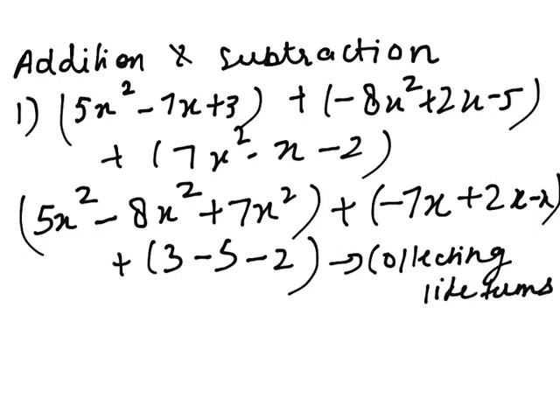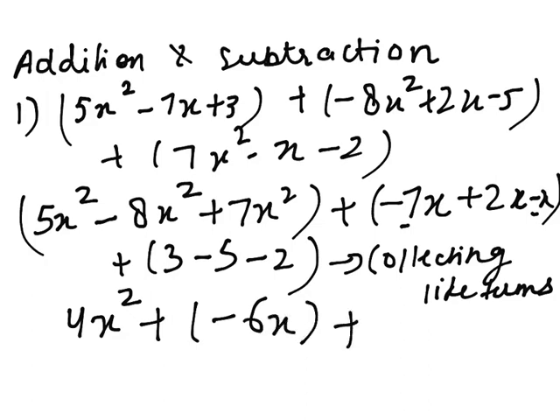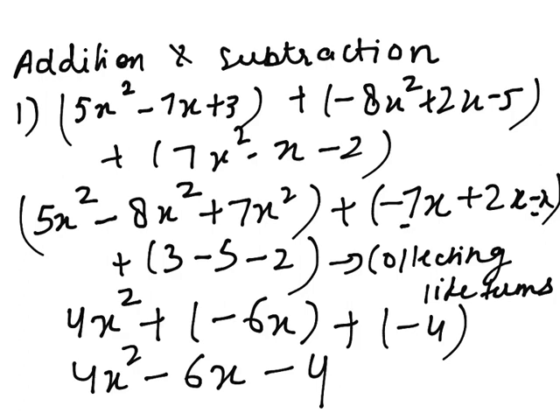Now let's start with addition. 7 plus 5 is 12, minus 8 is 4x square. Plus here with the same sign, 7 and minus 1 will be minus 8, then it will come as minus 6x. Similarly 5 minus 2 will give 7, 3 minus 7 will be minus 4. So the sum of the three algebraic expressions comes out as 4x square minus 6x minus 4.